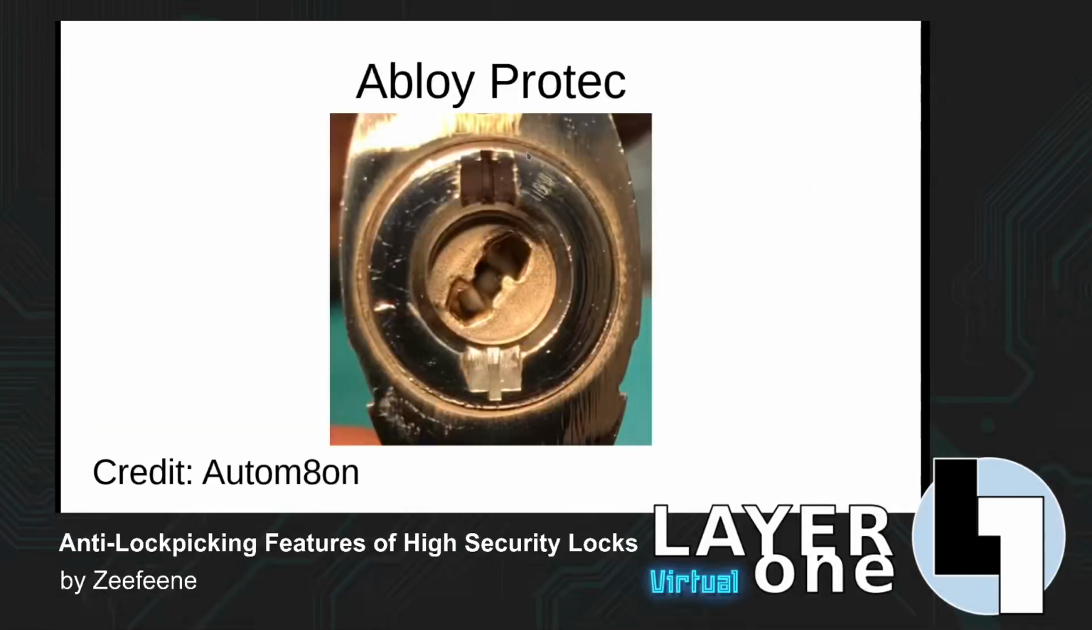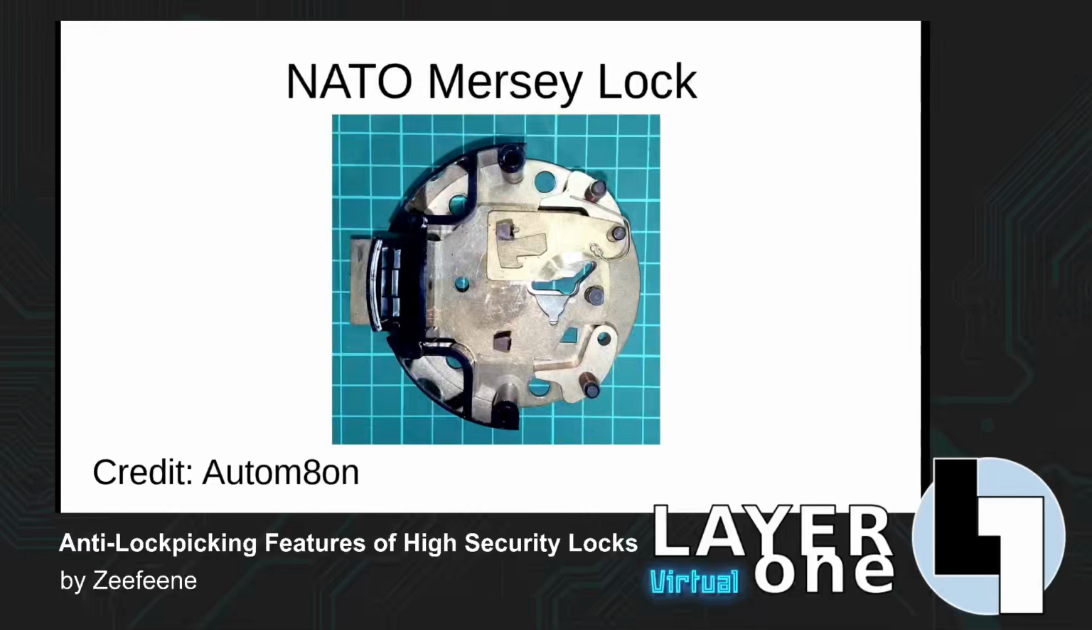The Abloy Protec and Protec 2 are also locks that include a blocking mechanism, although this time in a disc detainer format. The NATO Mersey lock, on the other hand, uses a slightly different mechanism to achieve its blocking, which I will attempt to explain. The curious thing about this is, so this is a 14-lever lock that normally features two sets of levers, but what we see here is only a single lever, and this has been set up so that it's much easier to illustrate the way the mechanism works. So thank you to Automaton for that.